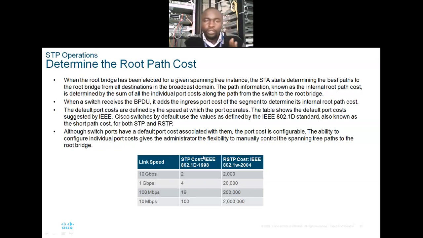And then the cost for RSTP for 10 Mbps is 2 million. For 100 Mbps, that is Fast Ethernet, it is 200,000. For 1 gigabit it is 20,000, and for 10 gigabit it is 2,000.